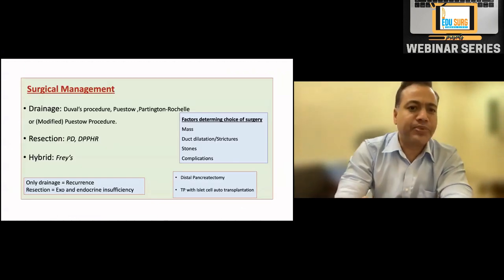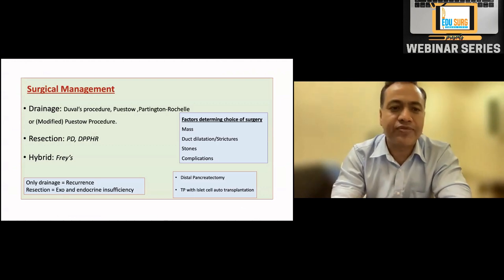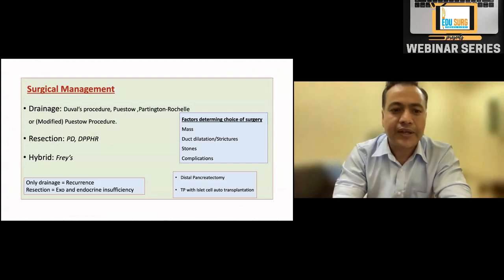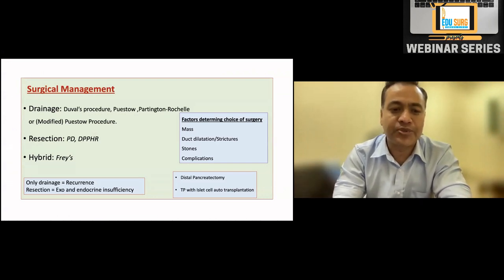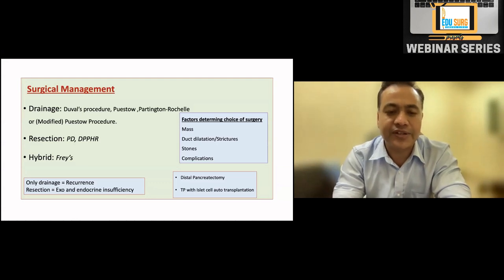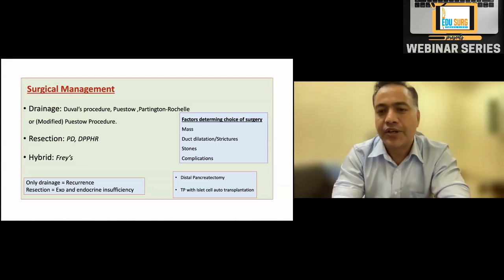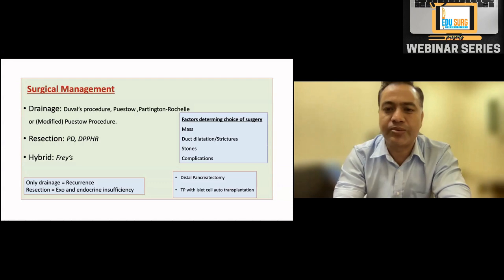So in surgical management, we have various options. We have drainage procedures, we have resection procedures, and what we call hybrid, where we combine both the resection as well as drainage. Now, when we resect, there are definitely some risks of further developing exocrine and endocrine insufficiency. While if we only drain, there is a risk of recurrence of the disease. So various factors need to be considered.